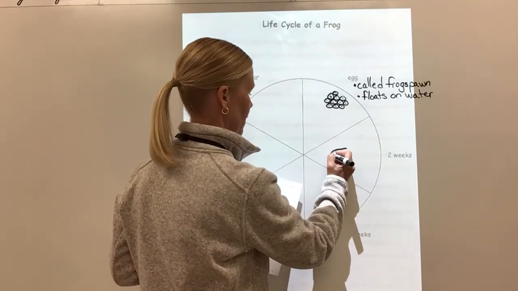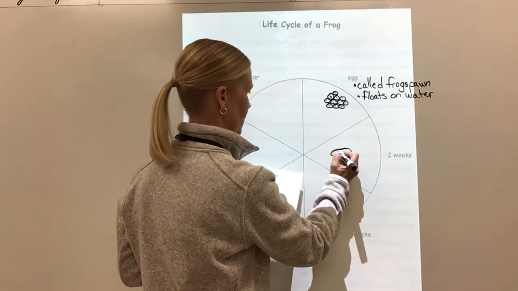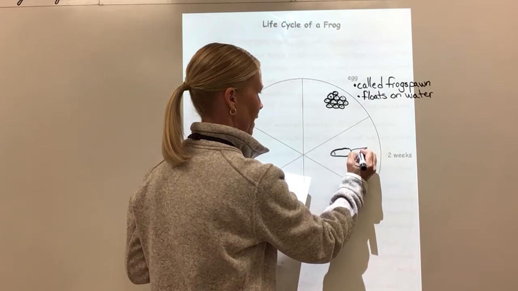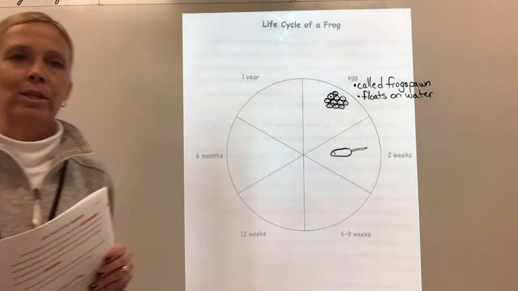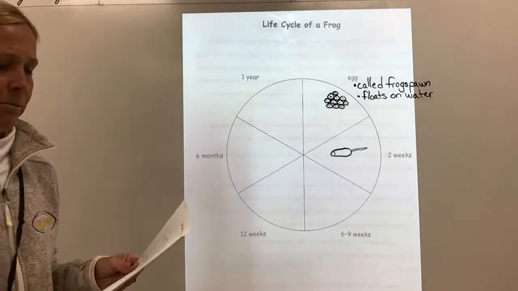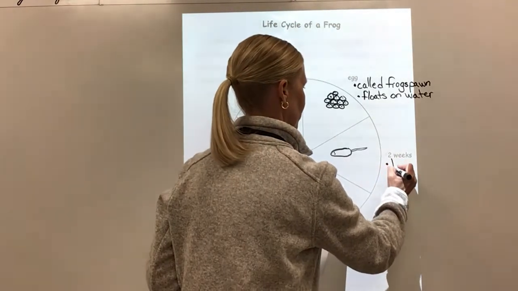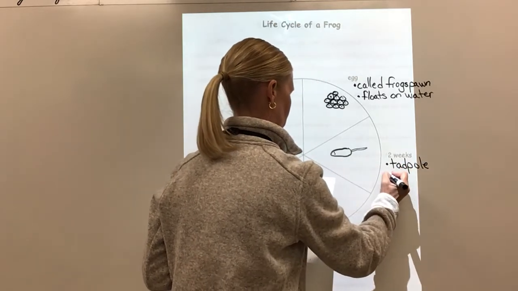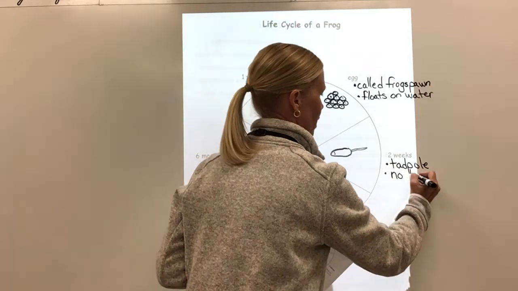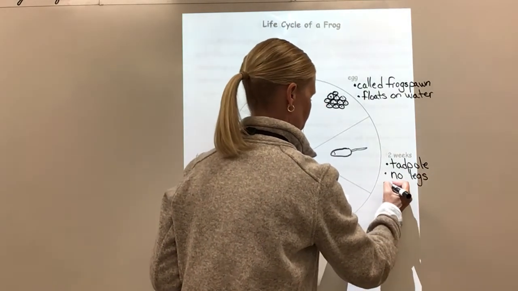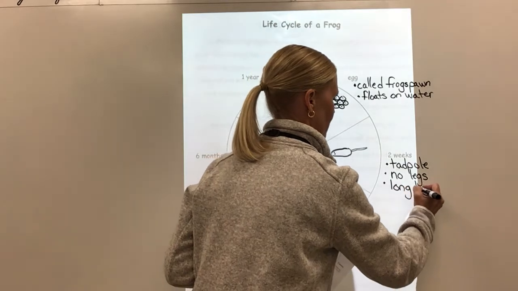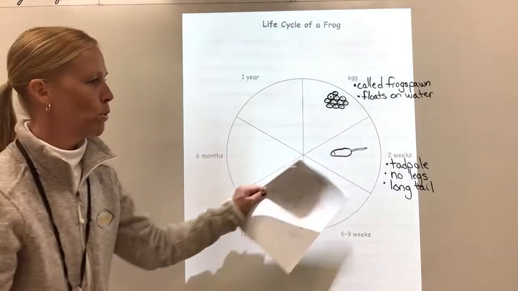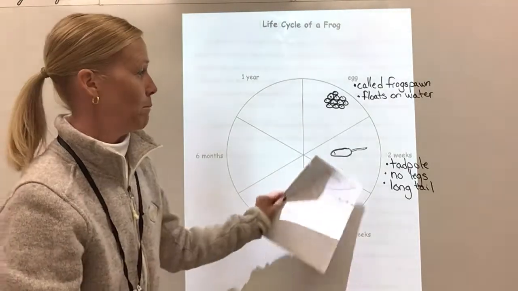Your parents will get to see how horrible of an artist I am. I have two little eyes right here. Then we have a pretty long tail. So at 2 weeks, it kind of looks like that. We call it a tadpole. It doesn't have any legs yet, but it does have that long tail.